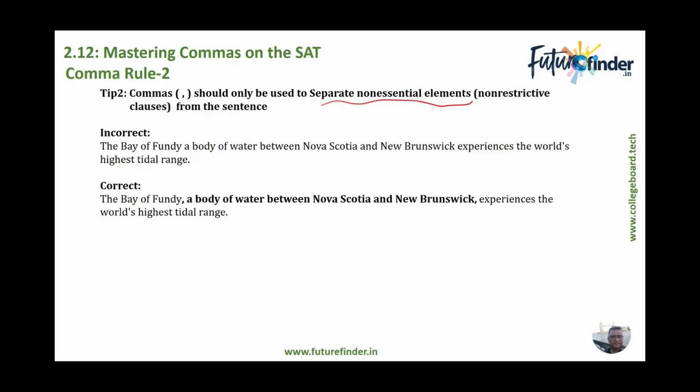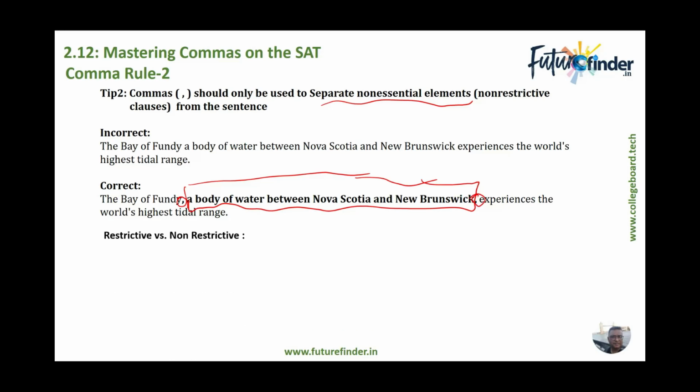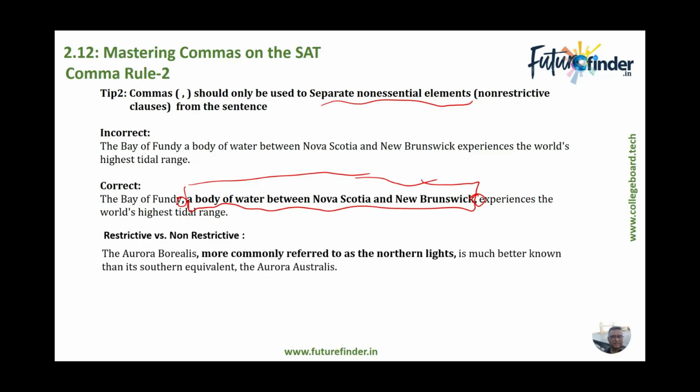As we can understand, we have already done this example before. This portion, a body of water between Nova Scotia and New Brunswick, is the non-essential element or non-restrictive clause, and hence it has got to be demarcated by a comma on both sides. So restrictive versus non-restrictive: how do we differentiate between what is restrictive and what is non-restrictive? Let's understand that with an example.